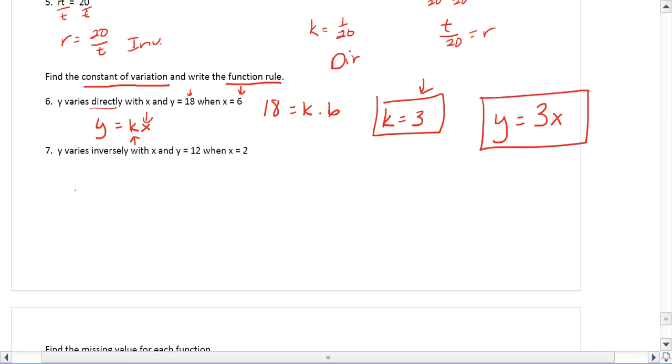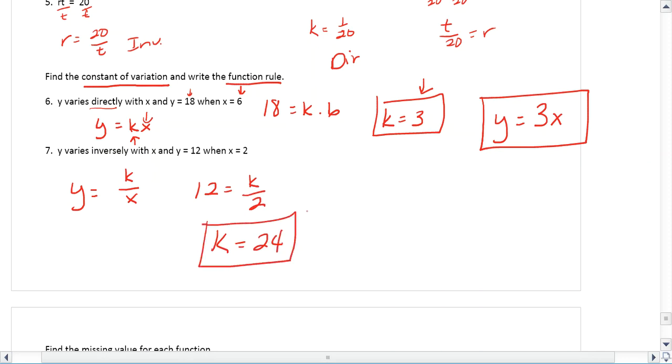Number 7 says it varies inversely. So the first thing I do is write down the inverse formula. Let's find the k. We plug in the numbers we're given. 12 equals k over 2. Multiply both sides by 2, and k is 24. Again, that's just the first answer. Now we write the function rule with the x and the y in it. So y equals 24 over x.